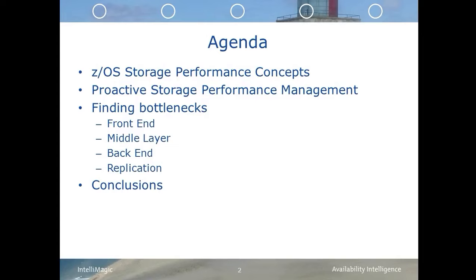Here is what we will cover today. I will start off with some background material on ZOS storage architecture and how it relates to performance. Then I will talk about some basic ZOS performance concepts, including response time components, I/O rates, and throughput. Next, I will discuss how to be more proactive when monitoring storage performance. Finally, I will review some techniques for finding bottlenecks in a storage system and draw some conclusions.